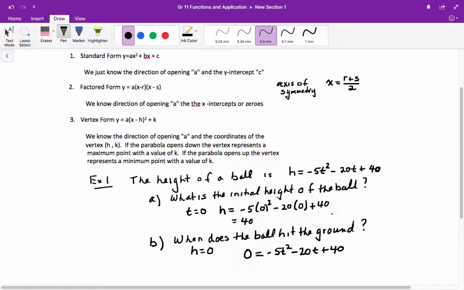Actually, I see a potential problem with my particular equation here, so we're going to make an adjustment now. I'm going to change the minus 20t to a plus 20t. And that won't change the answer for part A because it was 20 times 0. But that's going to be plus 20.